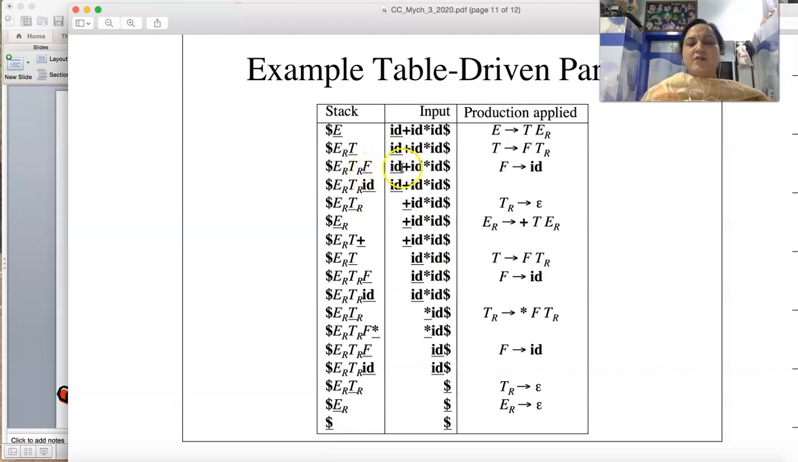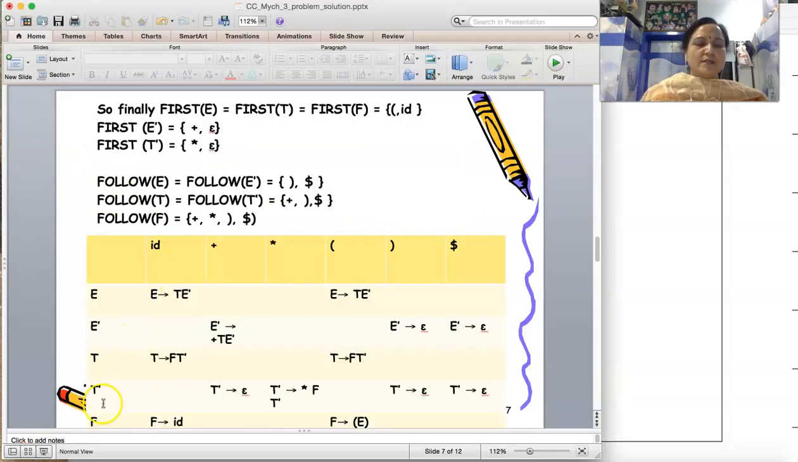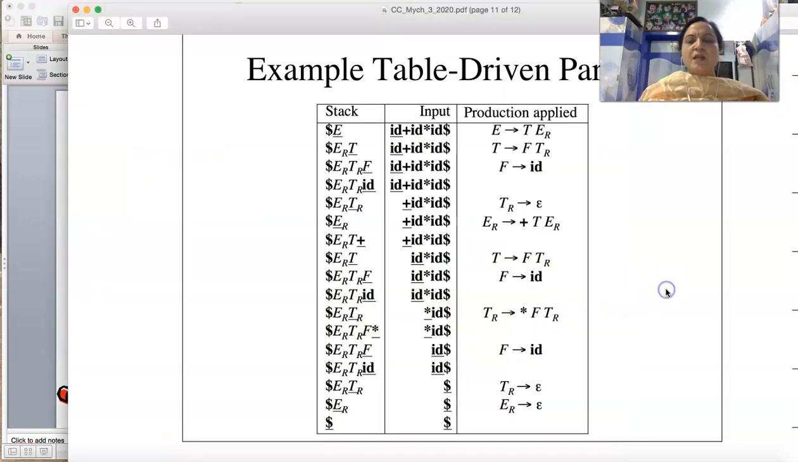Now F and id cannot be matched. So again search row index F, column index id. I'm getting the production F tends to id. So pop out F from the stack and push id onto the stack. Now id is getting matched. So the input buffer forward pointer is incremented by 1. Now it is pointing to plus.